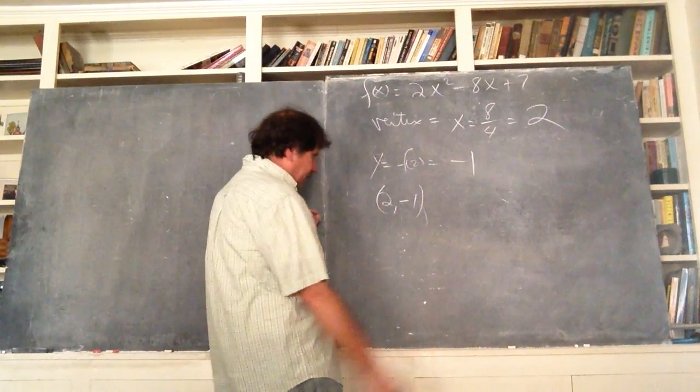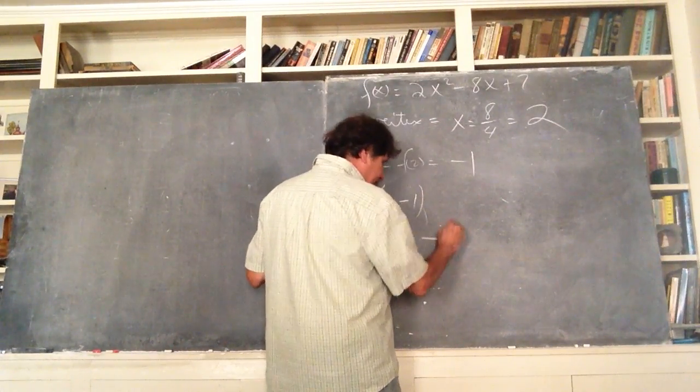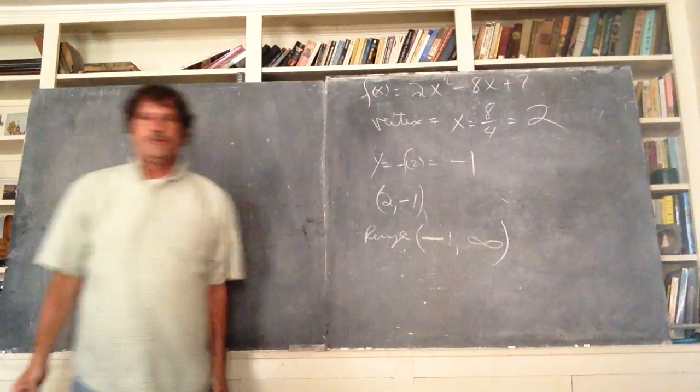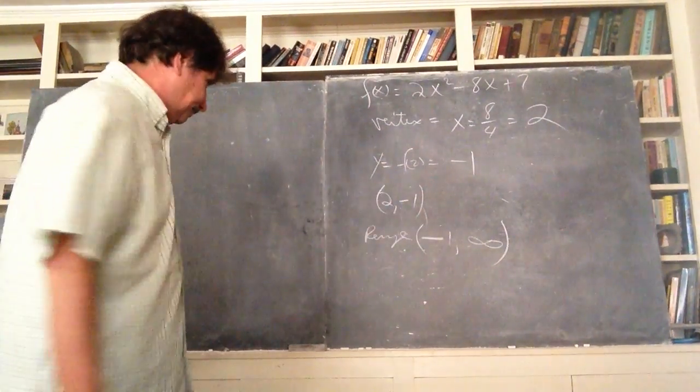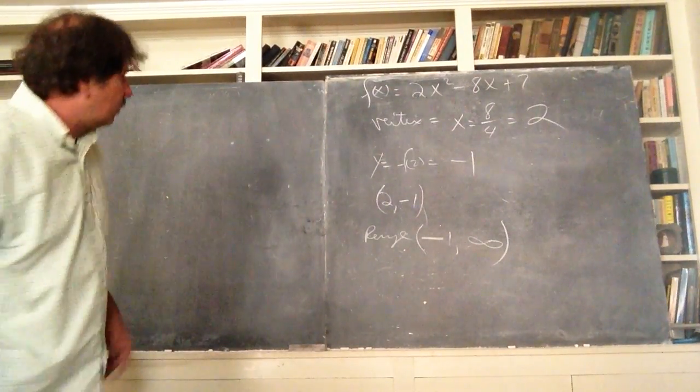The domain is all reals. The range, here's what I just meant, is it opens up. So that's a minimum. So it will cross the x-axis. Domain, range, vertex, where do we head from here? Oh, solve it, I suppose.